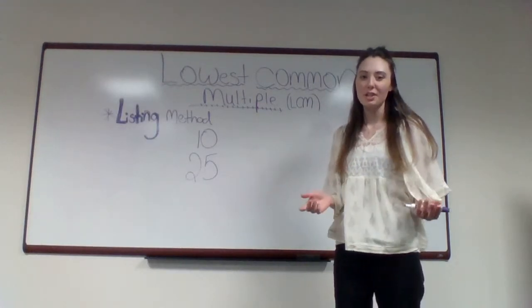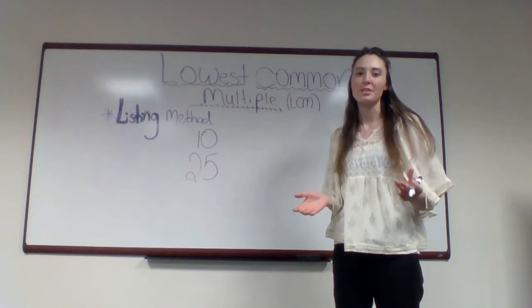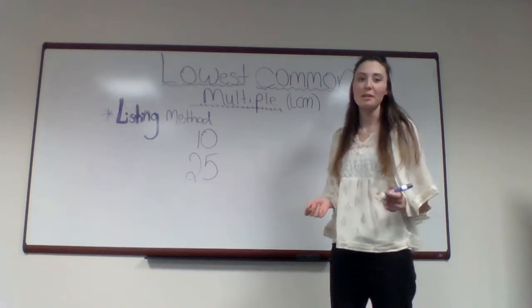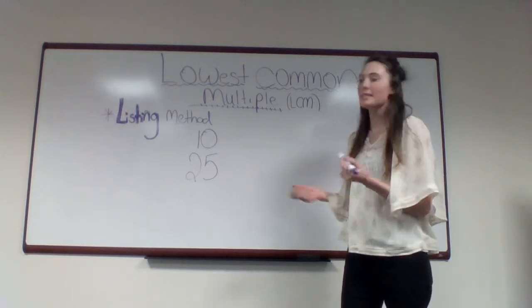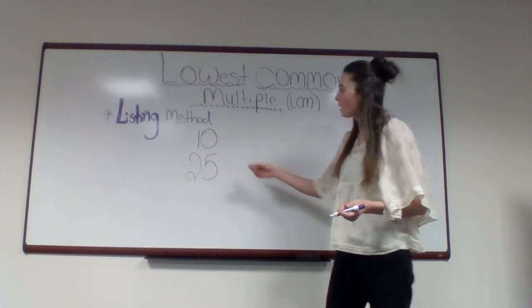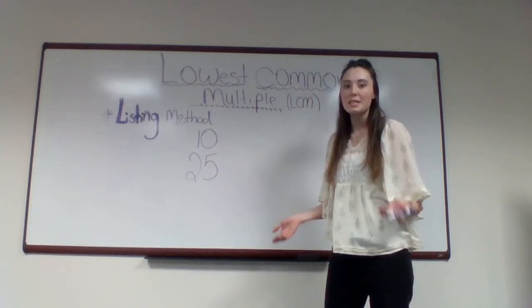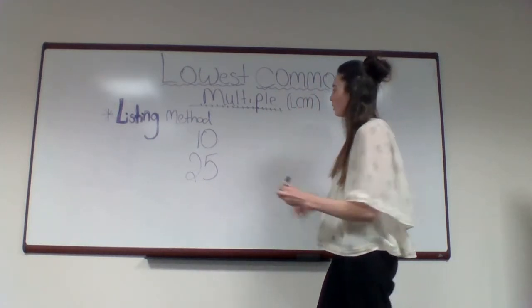Okay, so since I taught you how to find the lowest common multiple using a factor tree and a Venn diagram, I'm going to show you a different way. This is the listing method. So again, we have 10 and 25. And what we're going to do is list the multiples of 10 and 25.